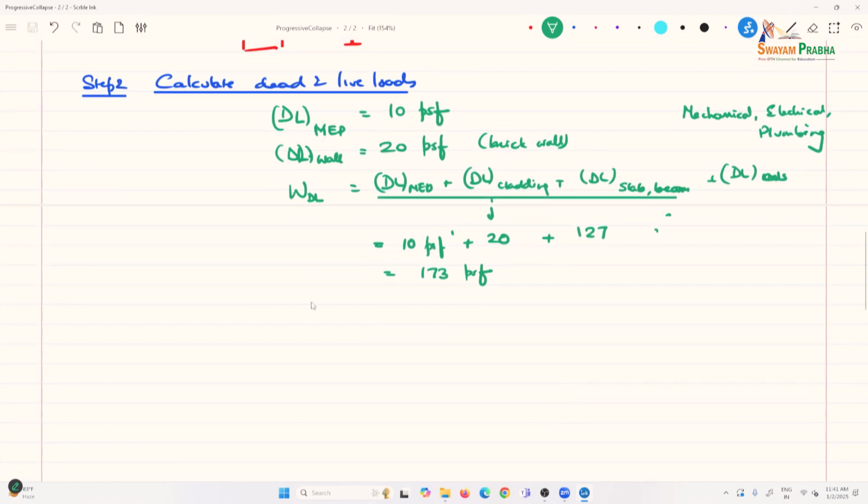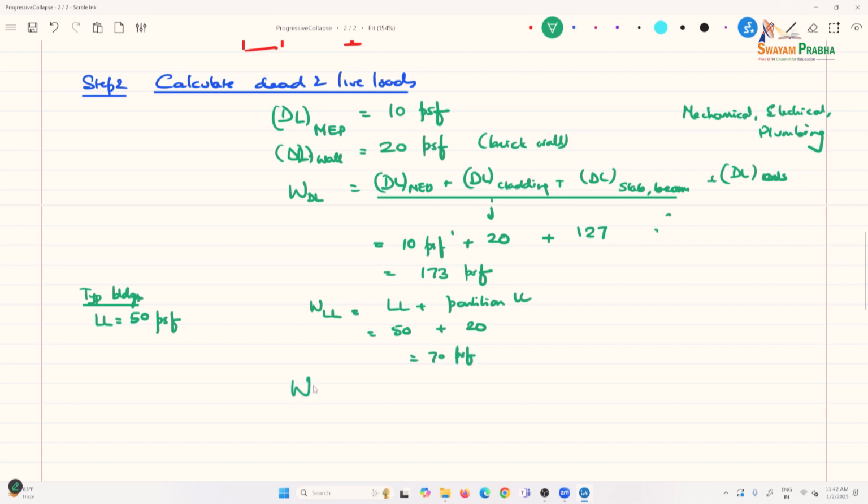The live load itself, for typical buildings, especially classrooms like this, would be 50 pounds per square foot, and partitions. So, this is live load plus partition live loads. In our case, it would be 50 plus 20 or 70 PSF.